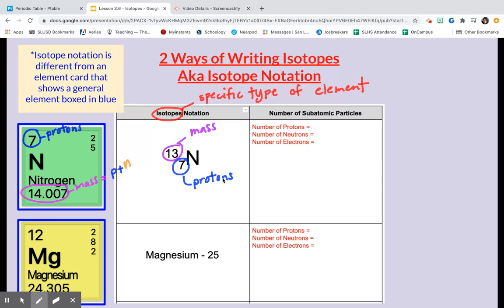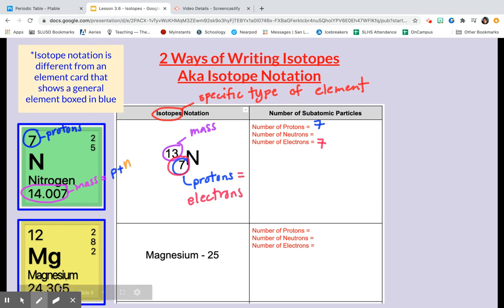So if I want to know how many protons I have, it's the same as before, right? This time I have 7 protons. How many electrons do I have? Well, let's do that first. We're going to assume that all of these are neutral elements, meaning the number of protons I have is going to be the same as the number of electrons. So if I have 7 protons, I will also have 7 electrons, as shown by this bottom number.